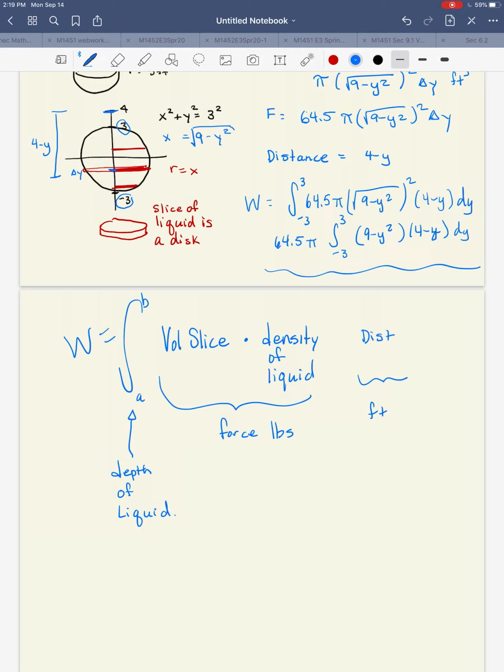Okay? If your units are going to be in metric units, then you probably have to multiply by the gravitational constant.